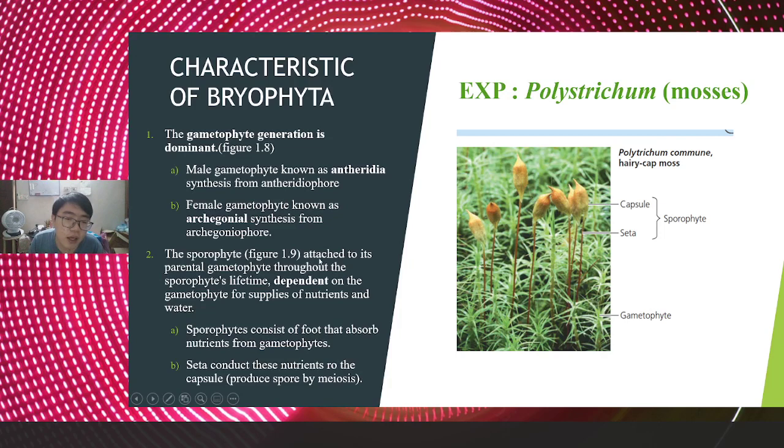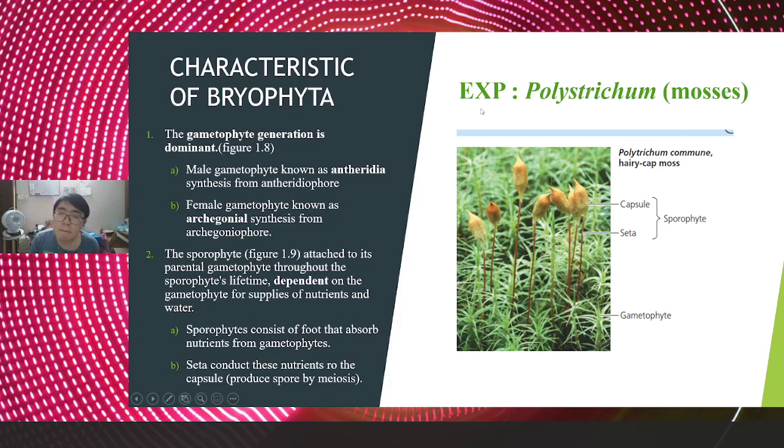So the sporophyte is attached to its parental gametophyte throughout the sporophyte lifetime and depends on the gametophyte for supply. The nutrient for the sporophyte depends on the gametophyte. This is totally reversed. The nutrient for the sporophyte depends on the gametophyte. If the gametophyte has no nutrient, the sporophyte will die. This is the characteristic of bryophyta.